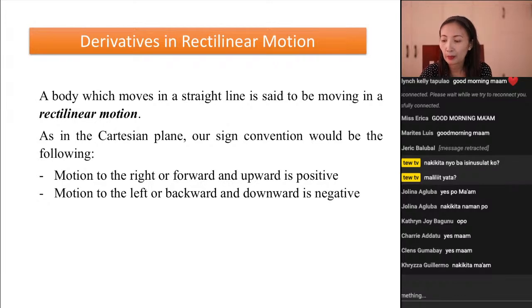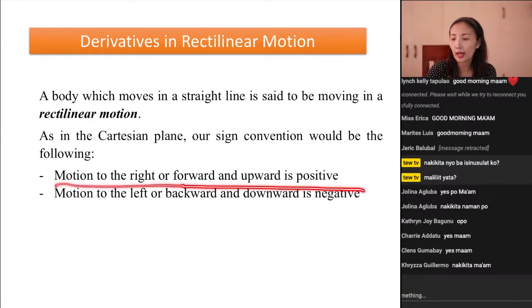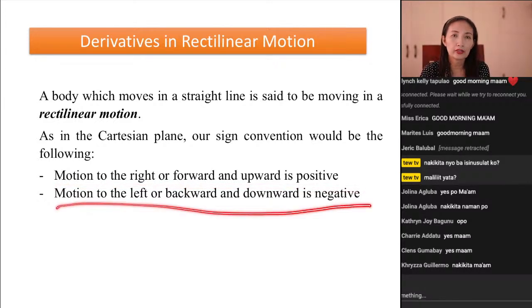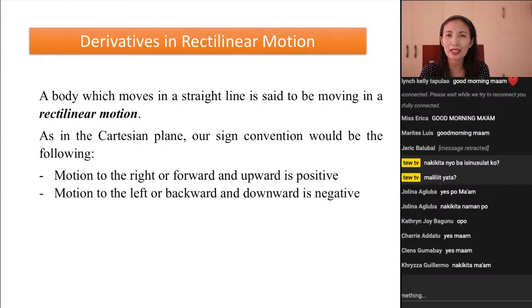Straight line. Motion to the right or forward, upward is positive. Motion to the left, backward, downward is negative. Your vector quantities in physics, like displacement and velocity, please take note of the signs. To the left, it's negative. Downwards is also negative. To the right is positive. Upward is also positive.